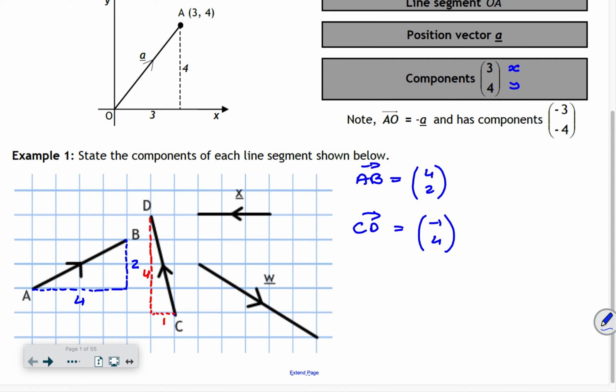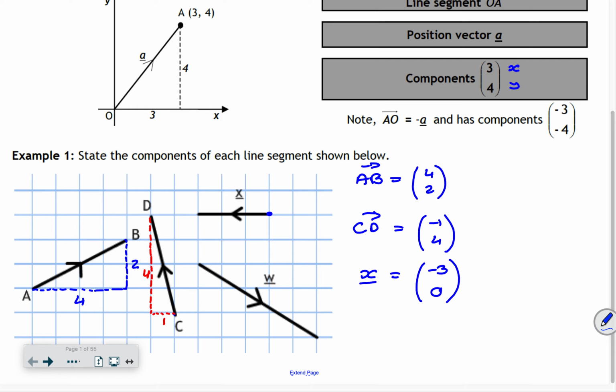If I want to look at vector x here, if I'm starting here and then I'm going 3 boxes along, then all the journey I'm doing is just going to be -3. I'm not going up the way, so that would just be -3, 0.